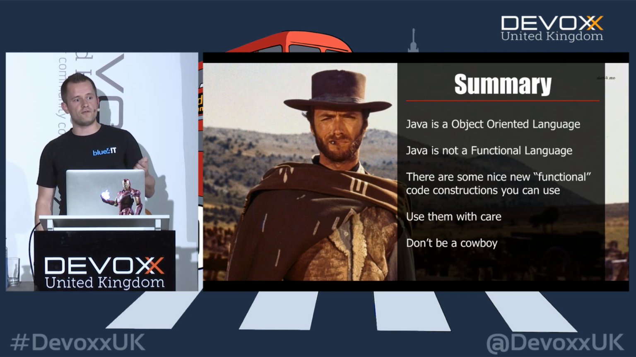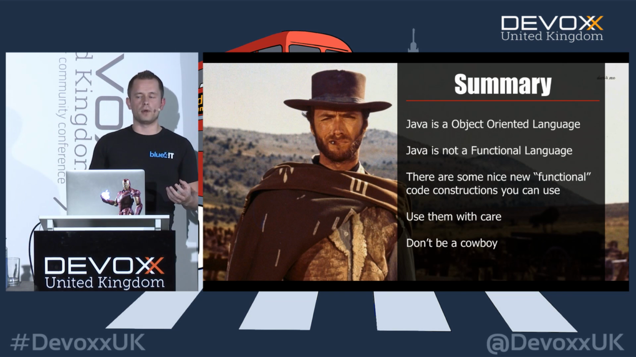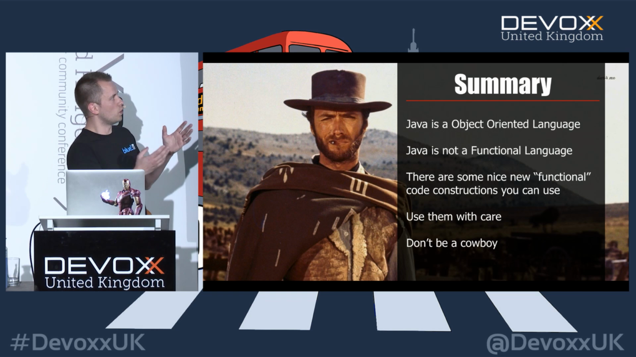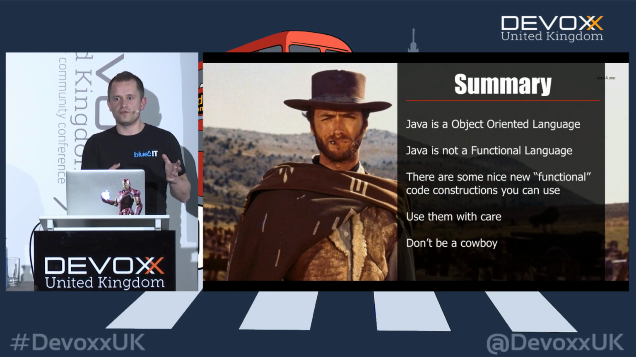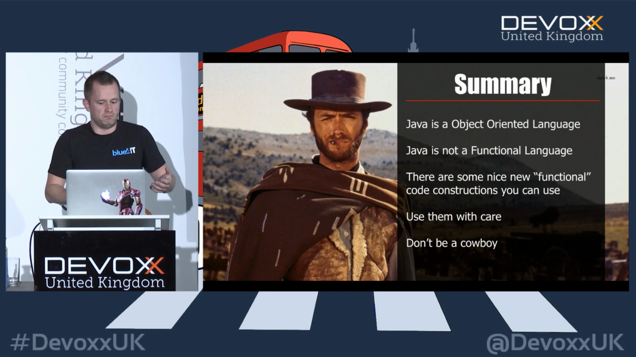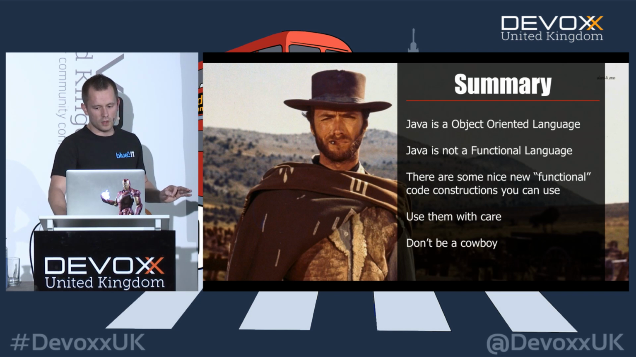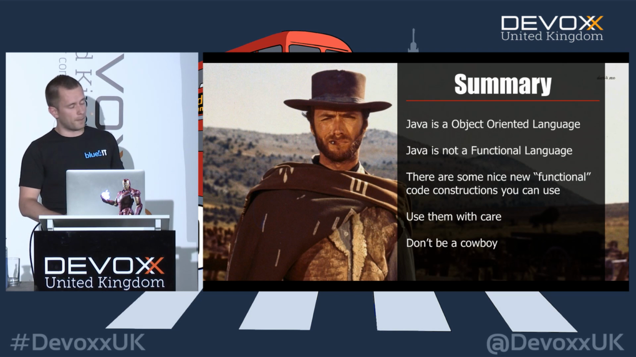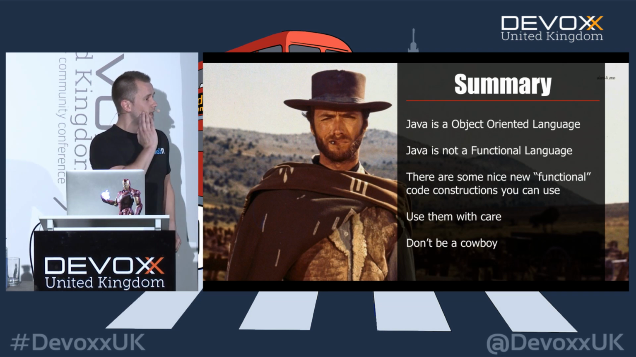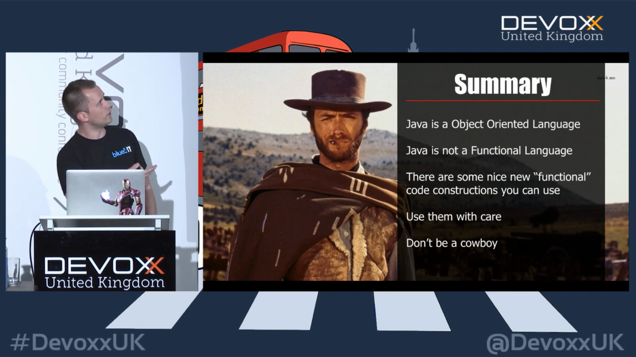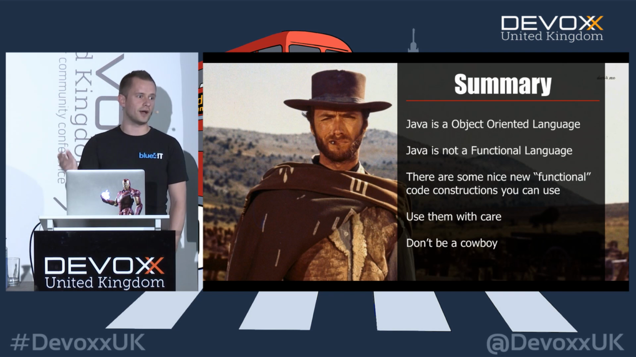Things like having higher order functions are things that functional programming languages had first. But we can simply apply them to object-oriented languages. It's not something you have to have functional languages for. Java is not a functional language. It will never be that way. So there are some nice new code constructions that you can use. Use them with care. If you apply them everywhere, it perhaps will not make your code readable. So I will end with the slogan, we have a cowboy over here, Mr. Clint Eastwood: don't be a cowboy yourself.